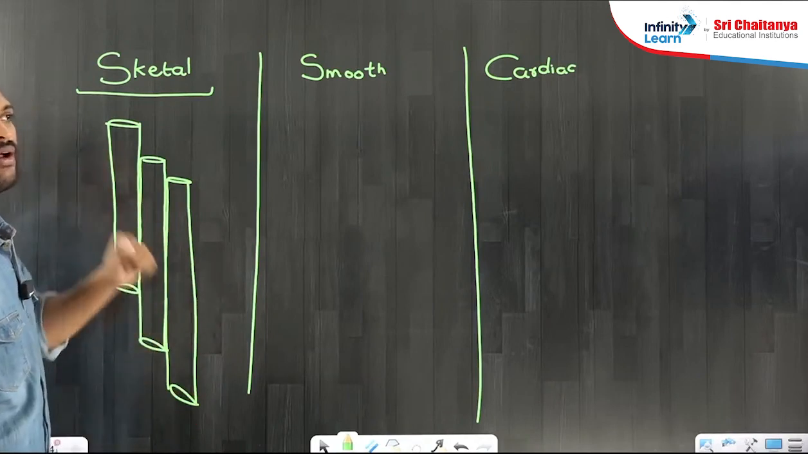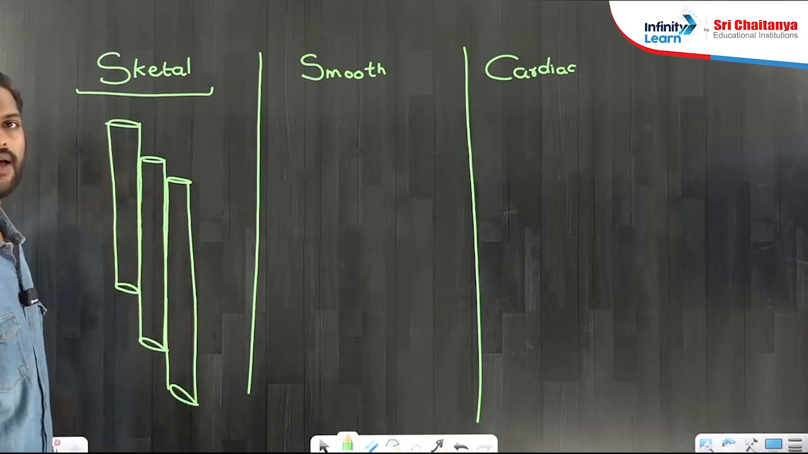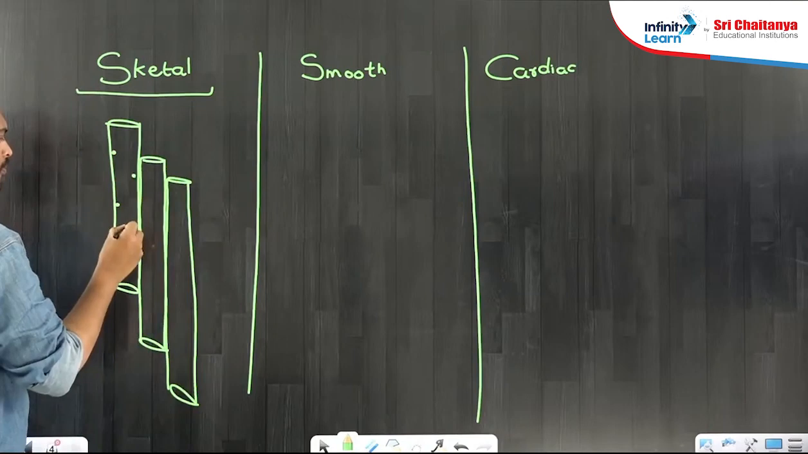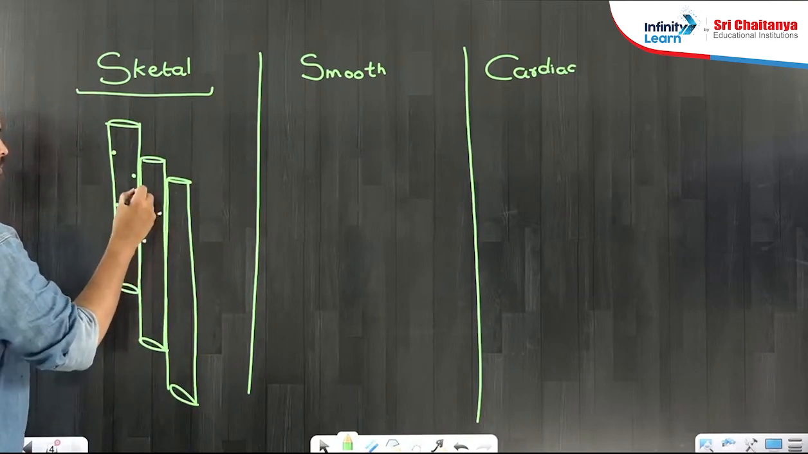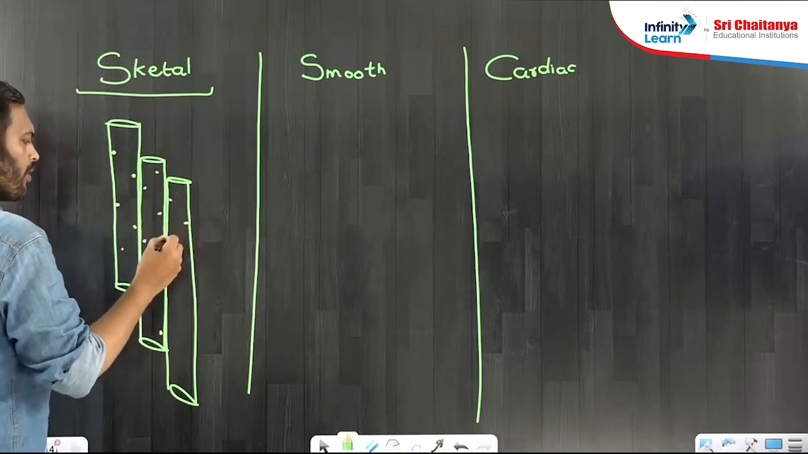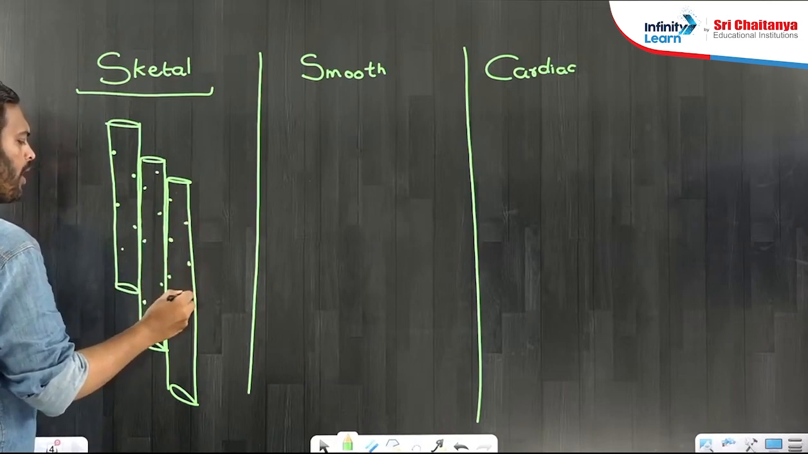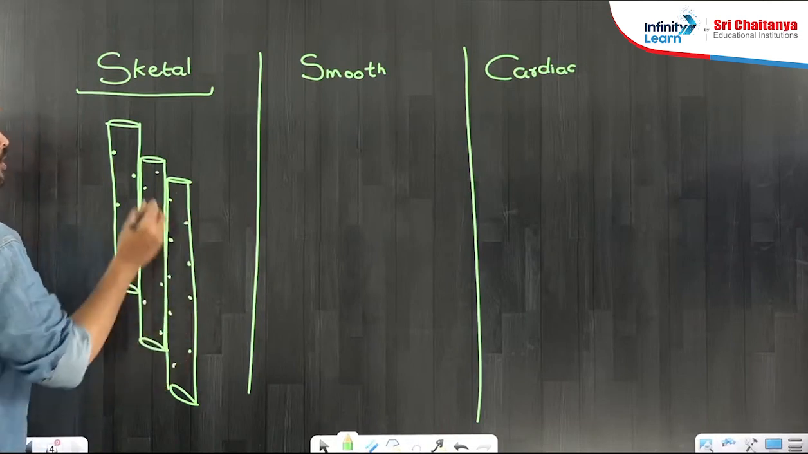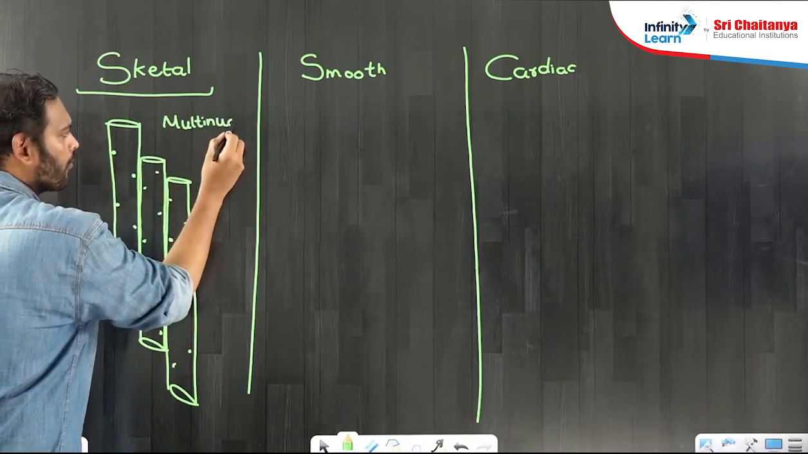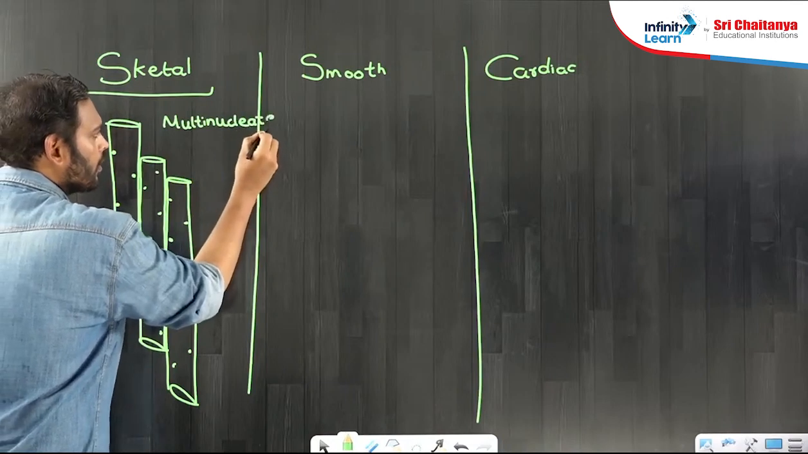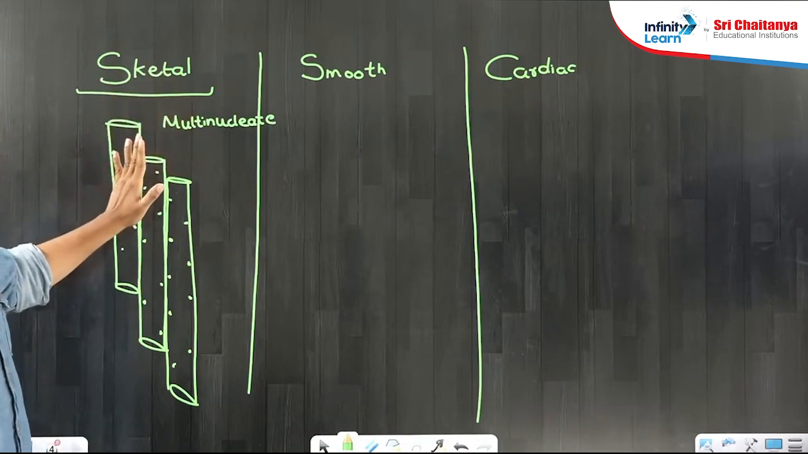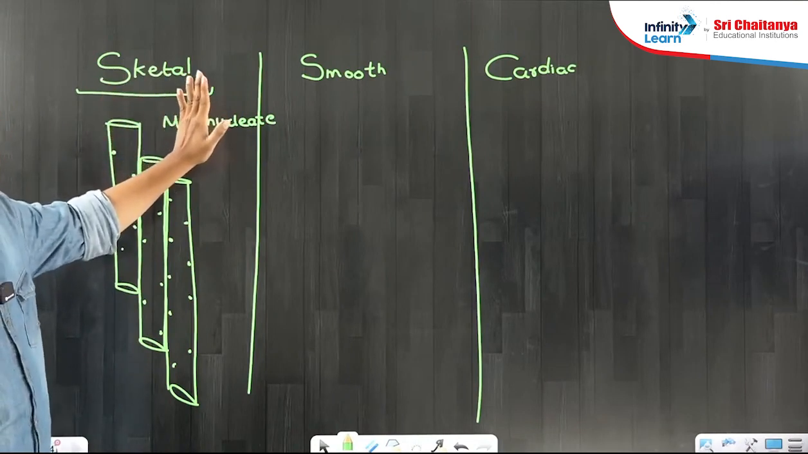These are very elongated, arranged parallelly, and each cell may have many nuclei. Guys, a question for you. If a cell has more than two nuclei, what do you call them? Multinucleate. So, skeletal muscle cells are elongated, multinucleate. Very good.